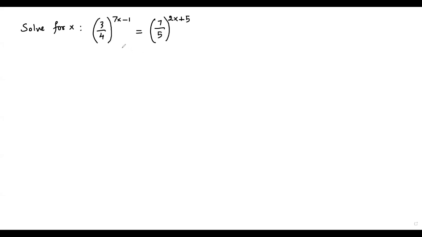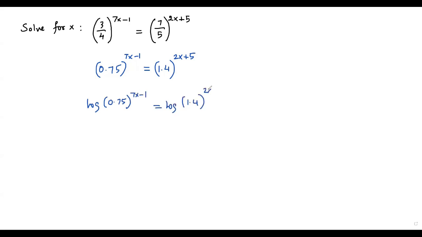Before taking logarithm, first let's simplify the value of this fraction 3/4. When I simplify 3/4, it will become 0.75 to the power 7x minus 1. On the right side, when you divide 7 by 5, I'm getting 1.4 to the power 2x plus 5. Now I'm going to take a common logarithm, that is logarithm with base 10, on both sides: log of 0.75 to the power 7x minus 1 and log of 1.4 to the power 2x plus 5.